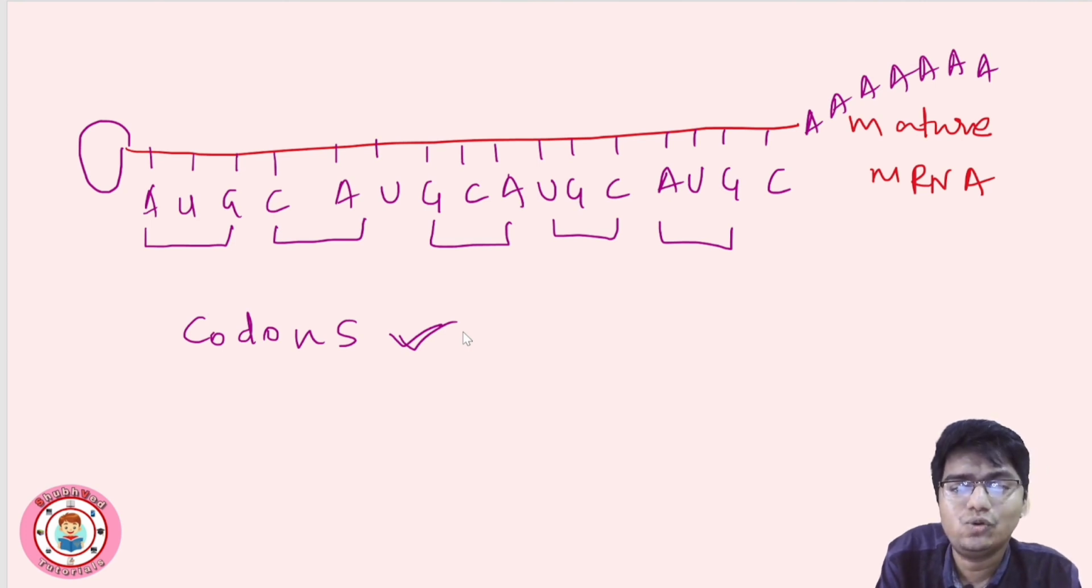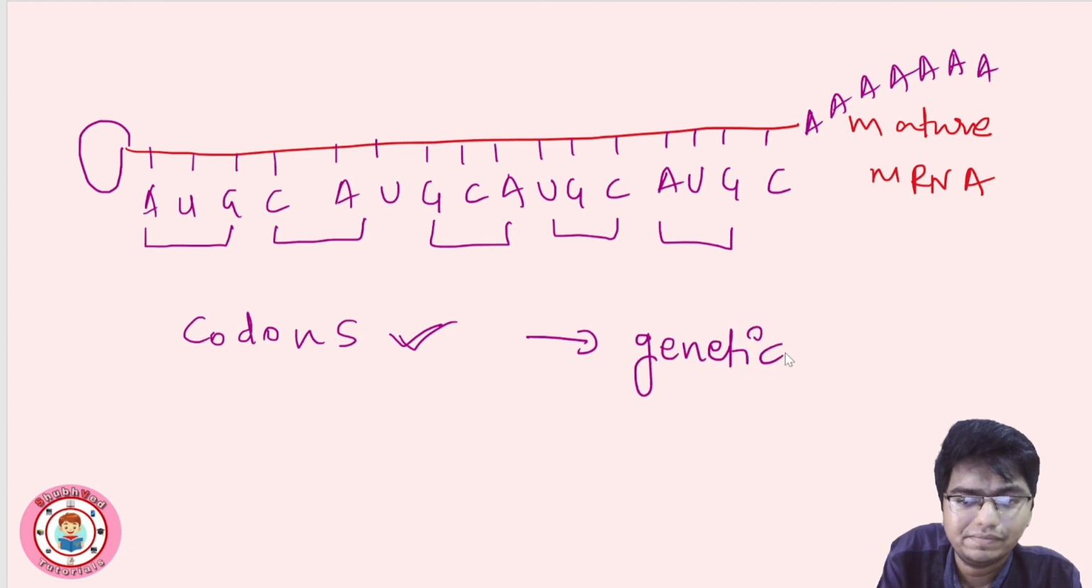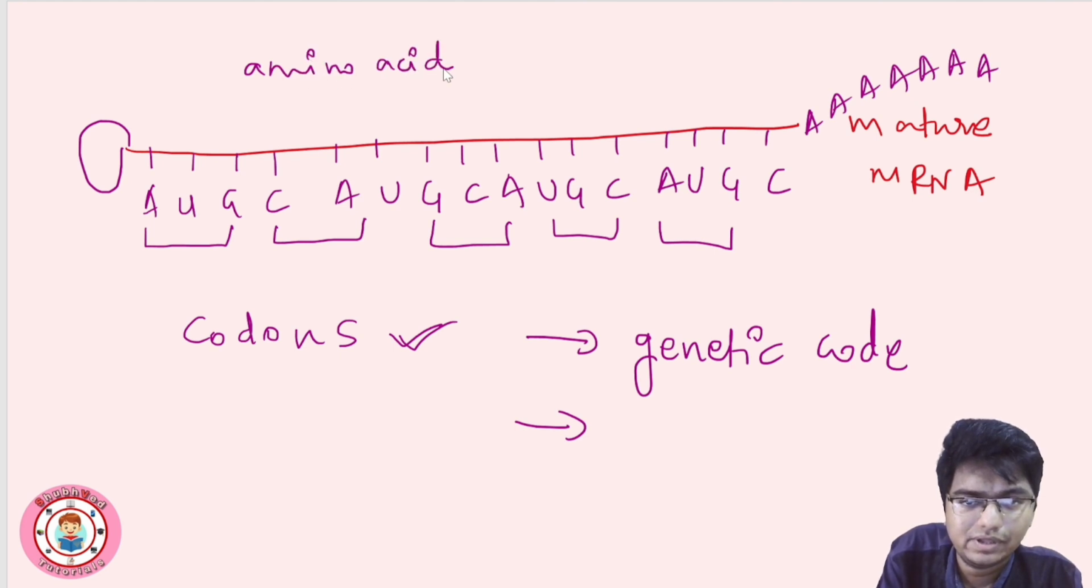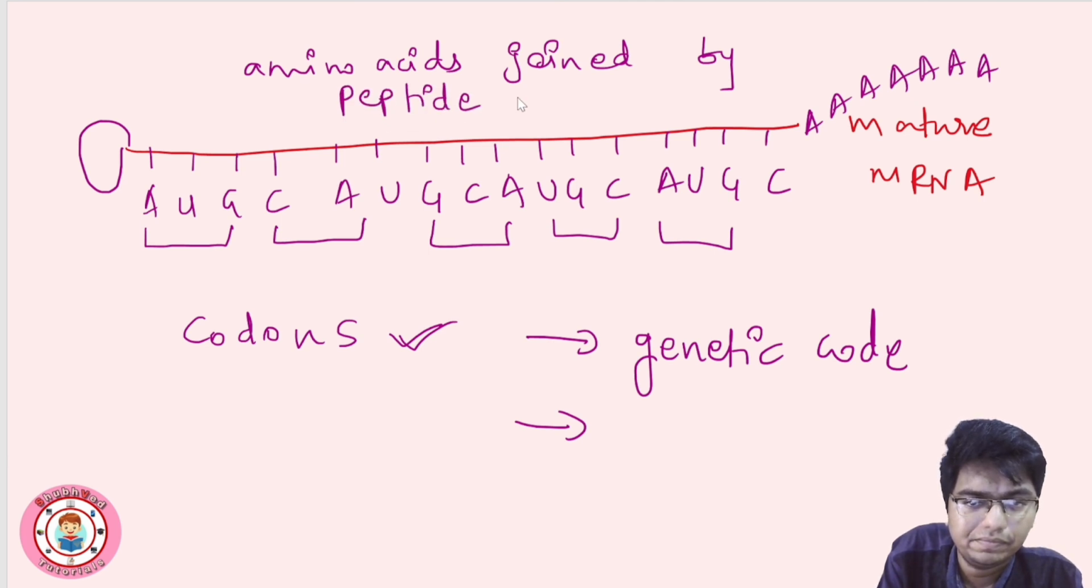The mRNA has codons, which code for specific amino acids. So here comes the concept of the genetic code. There are specific codes for specific amino acids. Ultimately, in protein synthesis, what do we want? Amino acids are joined together. How are they joined? By peptide bonds.